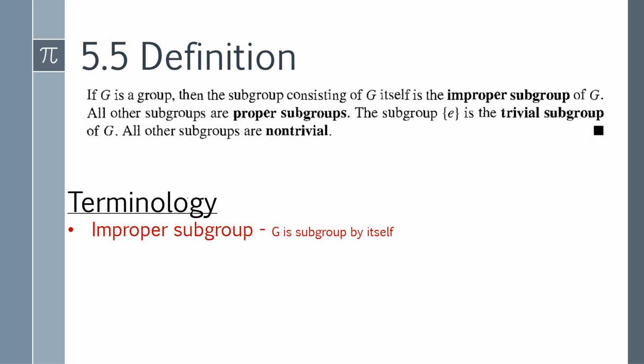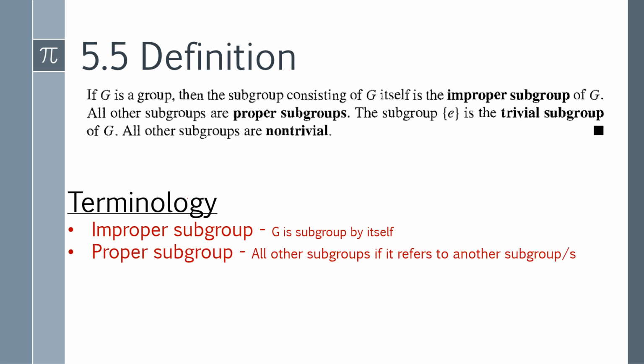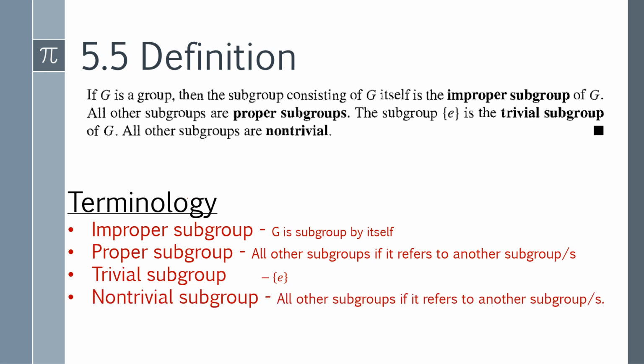First is the improper subgroup, which means that G is a subgroup by itself. Then the proper subgroups are all other subgroups, referring to another subgroup or subgroups. The trivial subgroup consists of the identity element, so right here, this should be the identity element. Other than that, we have the non-trivial subgroup, which means that it is not just the identity element in a certain group, or the group by itself.